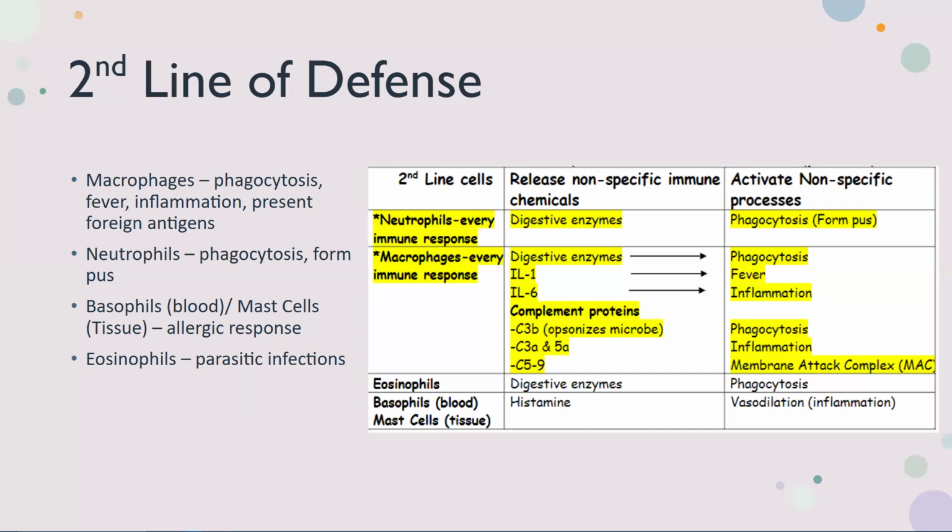You can also flip this and ask a question along the lines of what second line chemicals are primarily part of the phagocytosis in the body, or what actually forms pus. Neutrophils form pus. So things like that, being able to take the immune chemicals, the processes, and the cells, know which ones align, and that way, no matter how the question gets asked, you know how to respond to it properly.